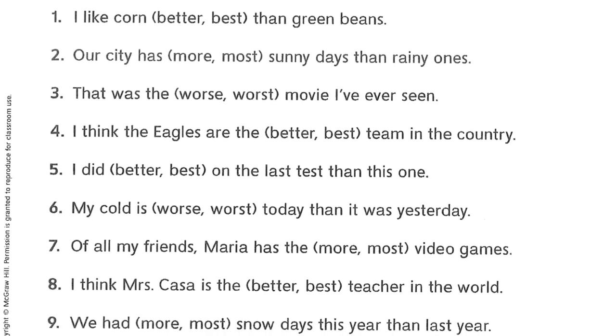Here we're going to circle the one that works, the word that is correct in these sentences. So I like corn better or best than green beans. Corn versus green beans, that's two. I have to use better. Our city has blank sunny days than rainy ones. So I'm comparing sunny days and rainy days. So that's two, right? So do we say more or most? Well, more is for two. Most is for more than two. I'm going to use more. Our city has more sunny days than rainy ones.